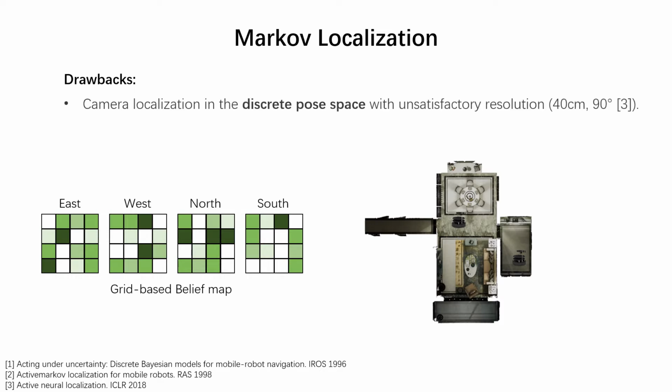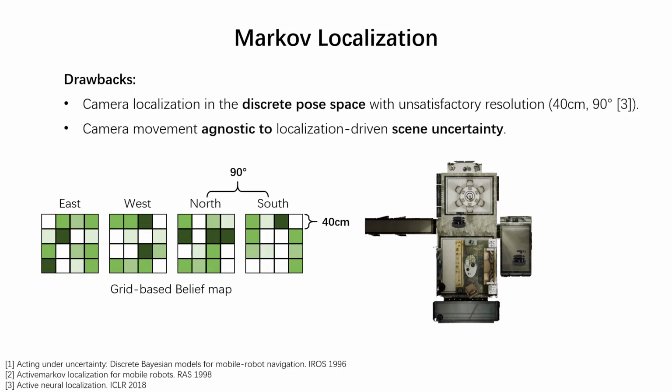The first is that they localize the camera in the discrete pose space. The localization accuracy relies on the predefined resolution of the 2D discrete belief map, such as 40 cm and 90 degrees, which is usually unsatisfactory for many practical applications. Pursuing fine-scale accuracy, such as 5 cm and 5 degrees, would result in significantly increased state space, which is both memory and computation inefficient, and not scalable to large environments and continuous camera pose space.